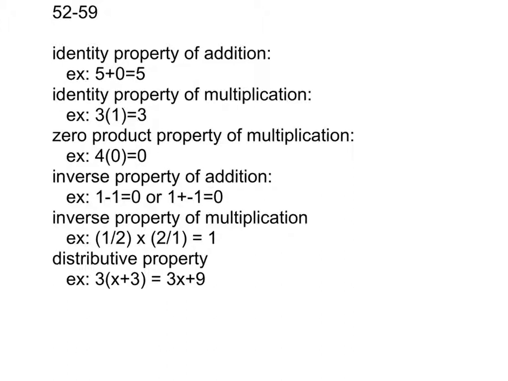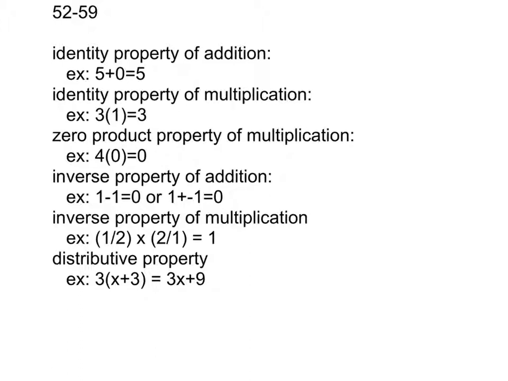Inverse property of addition, 1 minus 1 is 0. Or you can think about it as 1 plus negative 1 is 0. Since it says inverse property of addition, it means the same thing. Inverse property of multiplication is taking inverses and multiplying them, you always get 1. So 1/2 times 2 over 1, or 1/3 times 3 over 1, they all give you 1.